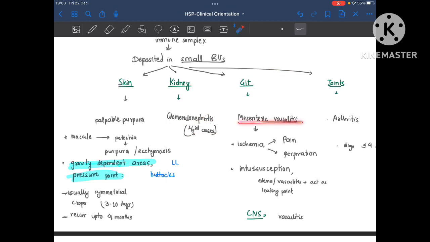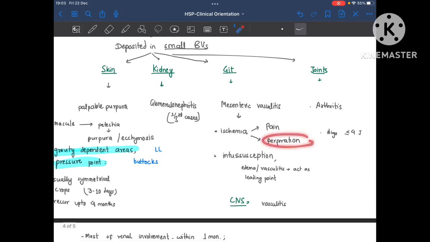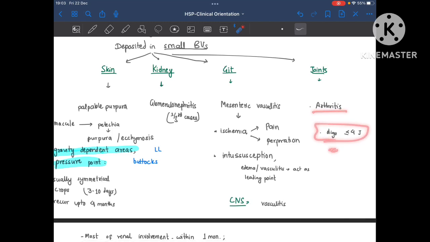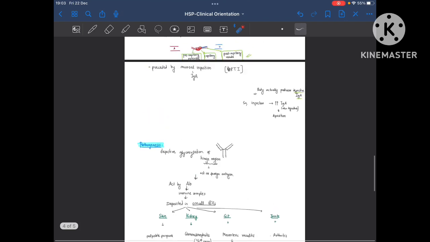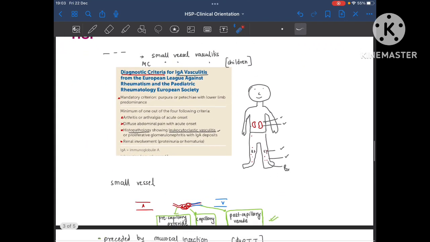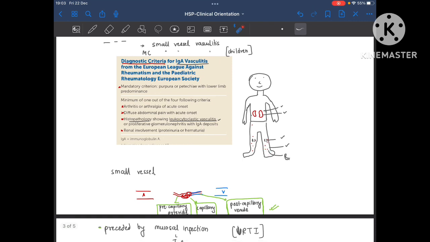Other is GIT, already said, mesenteric vasculitis, ischemia which leads to the pain. Whenever there is ischemia, there is pain. And perforation, ischemia again leads to perforation. Intussusception, edema, vasculitis is the leading point. And arthritis, that is, it involves less than 4 joints, oligoarthritis. Skin, kidney, GIT, and joints. We could remember it as skin first, purpura, then joint, the lower joint here is the knee joint, skin, joint, and there is kidney and GIT.